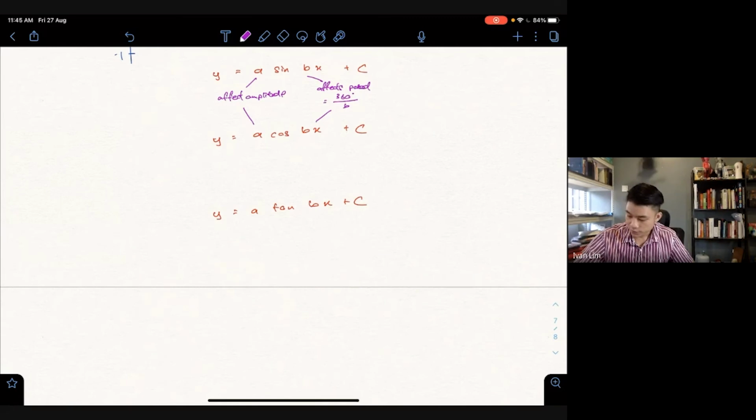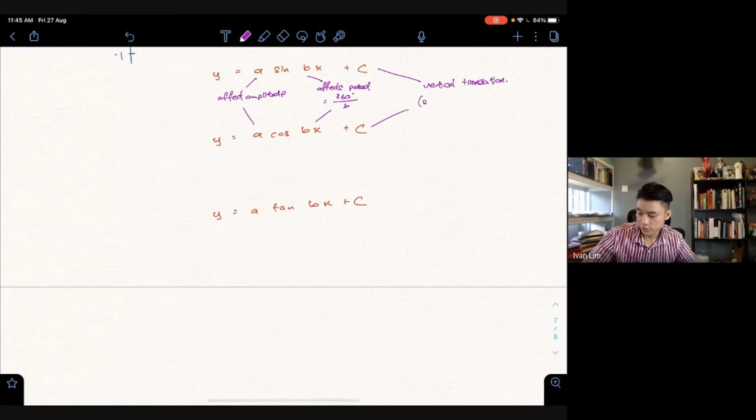And the last one, your c, it will shift your entire graph. So we call this vertical translation. It will shift the entire graph up or down. Okay, vertical translation. Okay, so this one is shift graph up or down.